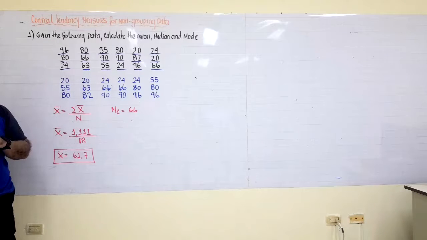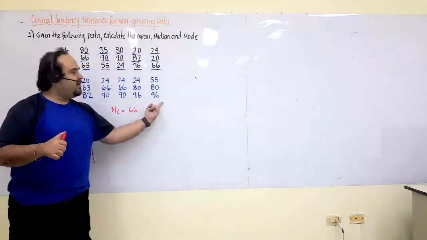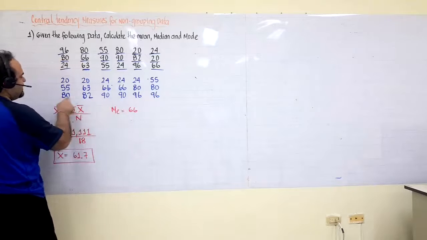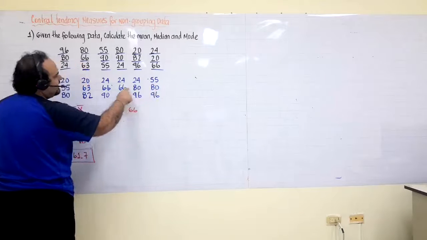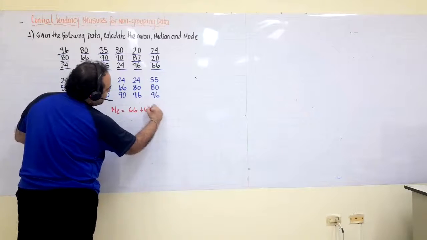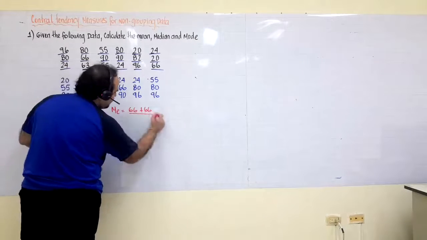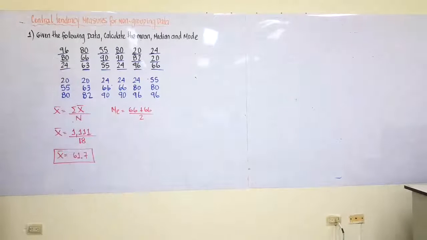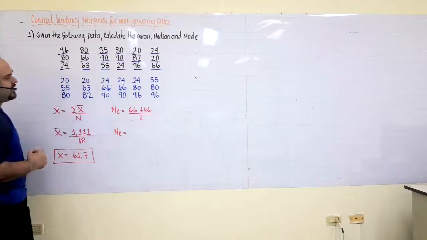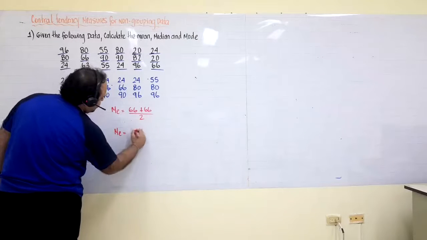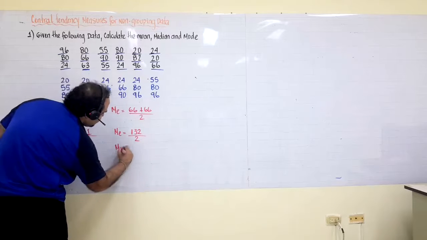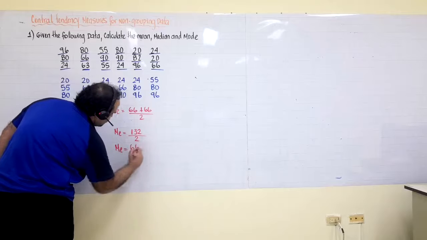Now we're going to repeat the process in the opposite direction, from the bigger one to the smaller one, 9 numbers: 1, 2, 3, 4, 5, 6, 7, 8, 9. Coincidence, right? So in this situation, we add these two numbers and divide by 2. 66 plus 66 is 132, divided by 2. So the median will be 66.